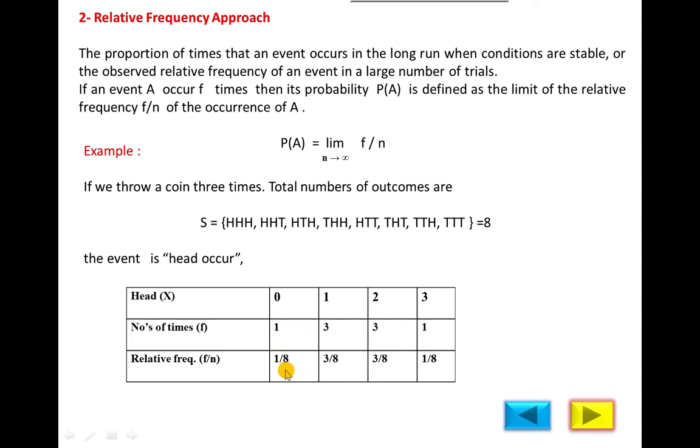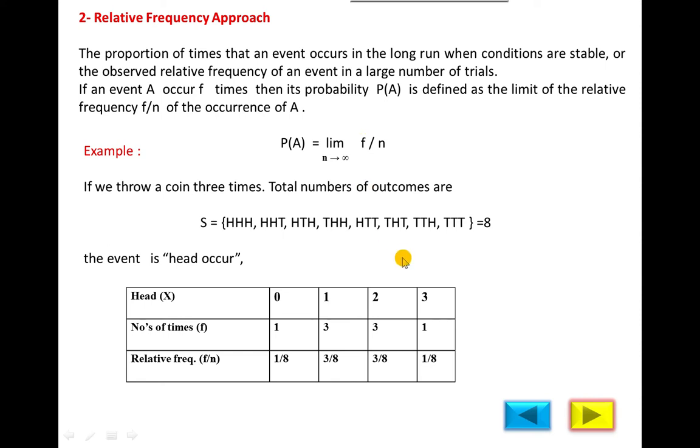If you divide the frequency by the total number of outcomes, 1 plus 3 plus 3 plus 1 is equal to 8, total outcomes. 1 upon 8 is the relative frequency or probability. 3 upon 8, 3 upon 8, 1 upon 8. So you can say if we throw a coin 3 times, the probability of occurrence of 0 heads is 1 upon 8. Probability of 1 head is 3 upon 8. Probability of 2 heads is 3 upon 8. Probability of 3 heads is 1 upon 8. So this approach is also called the relative frequency approach, and this is the same as the classical approach, but we use the frequency for probability.